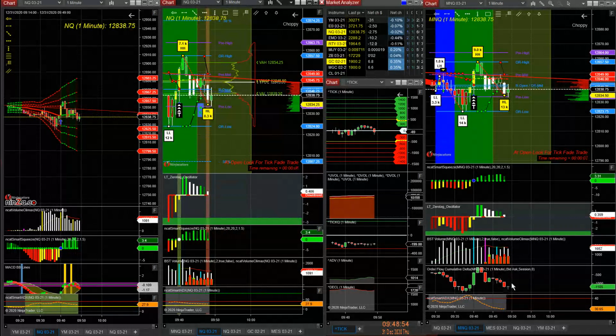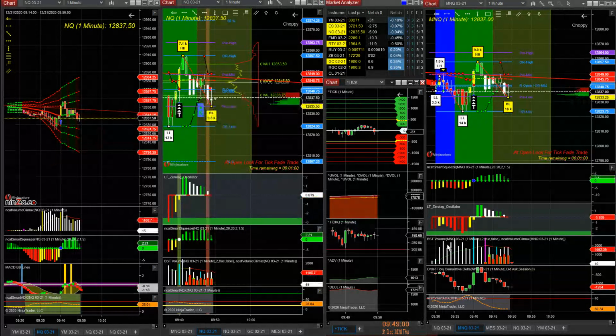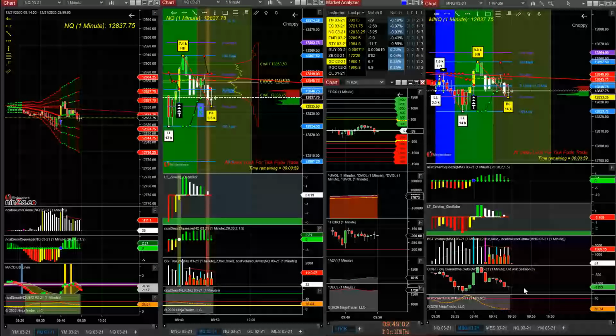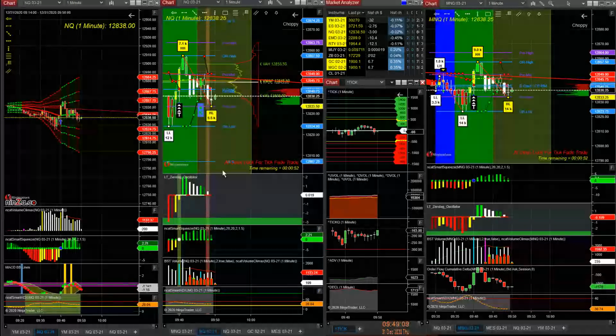Look at this. All right. The TQ is going down here on the micro. All right, trading sideways. No, I mean the cumulative tick is going down. The cumulative tick is important to look at, right?